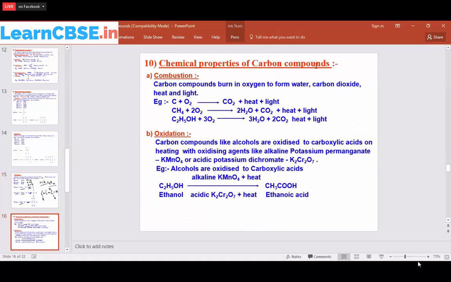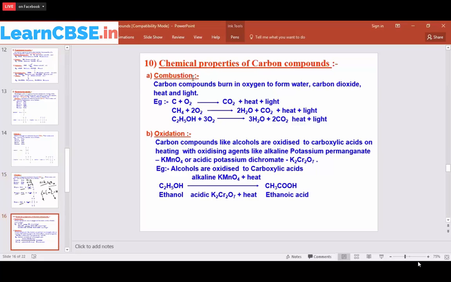Chemical properties of the organic or carbon compounds. What is meant by chemical properties? How it reacts with other elements or other compounds, that we call chemical properties. How it reacts with oxygen, how it reacts with water, or how it reacts with the halogens. That we call chemical properties.